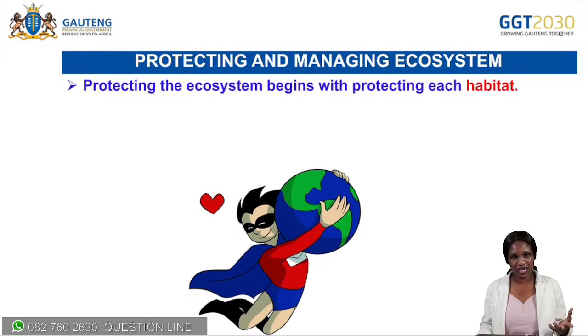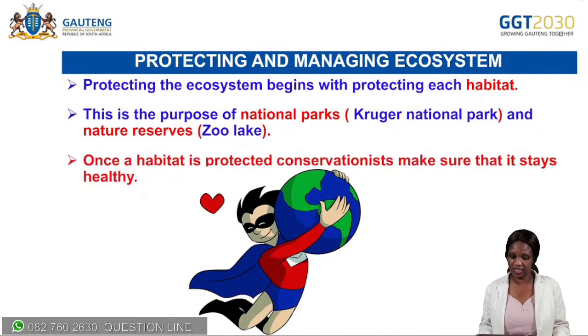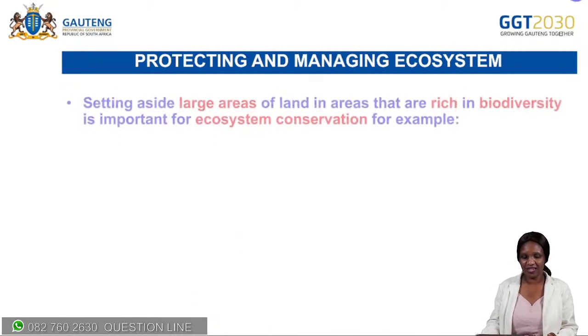And then we protect the ecosystem. How? By protecting the habitat first. And then this is the purpose of national parks. For example, we've got Kruger National Park, we've got nature reserves and zoo lakes. And then once a habitat is protected, conservationists make sure that it stays healthy. Even if we are protecting these animals and managing the national parks, we must make sure that they are healthy. Do you get it? Good. And then let's move on.